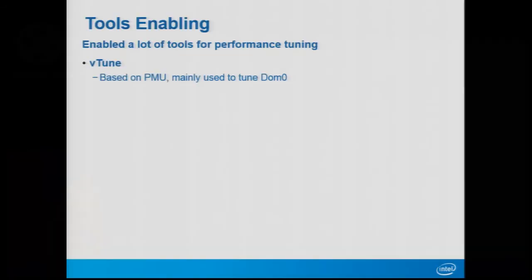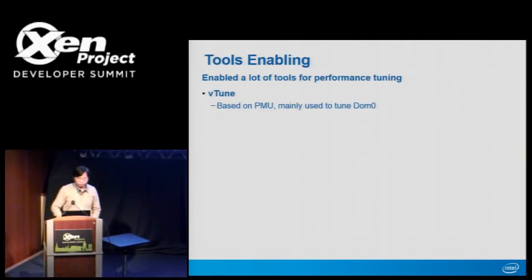First, we enabled VTune. VTune is Intel's homemade tool. It is based on the PMU. It uses the PMU, the performance monitor, to collect events such as cache misses, CPU cycles, and so on. But here, we enabled it very quickly, just passing through the PMU to domain zero, and the data collector still runs in domain zero. That means the tool is only able to profile domain zero, and cannot profile Xen itself.